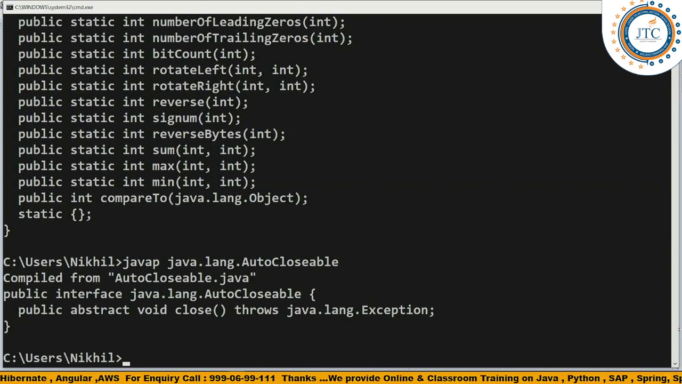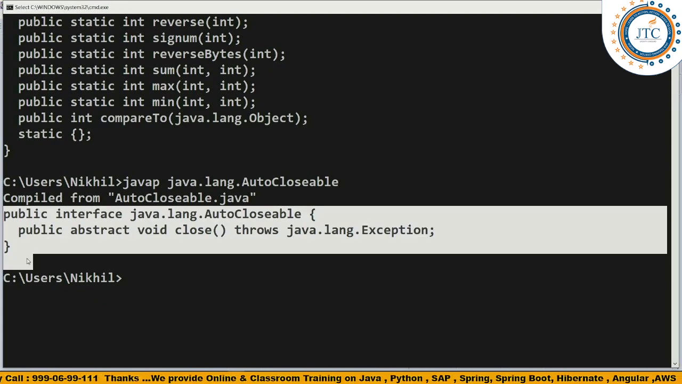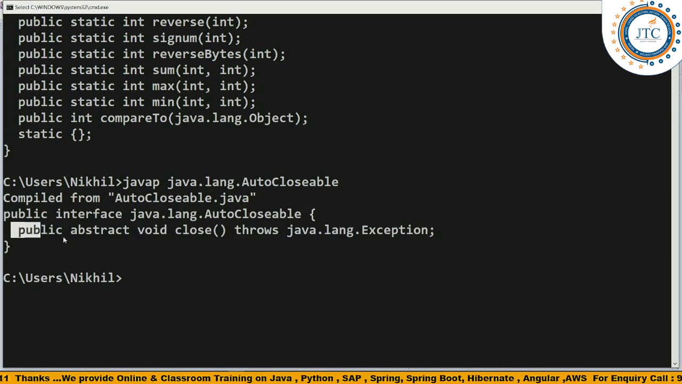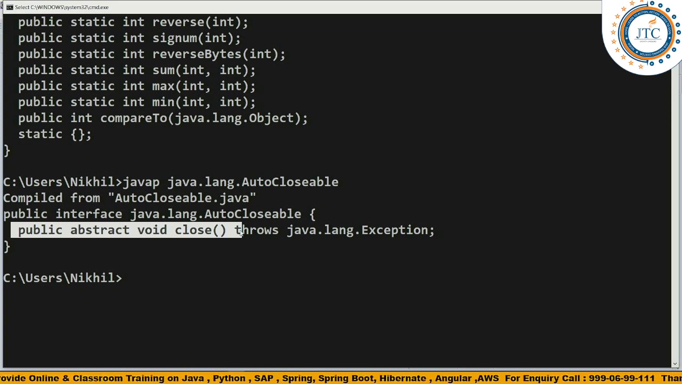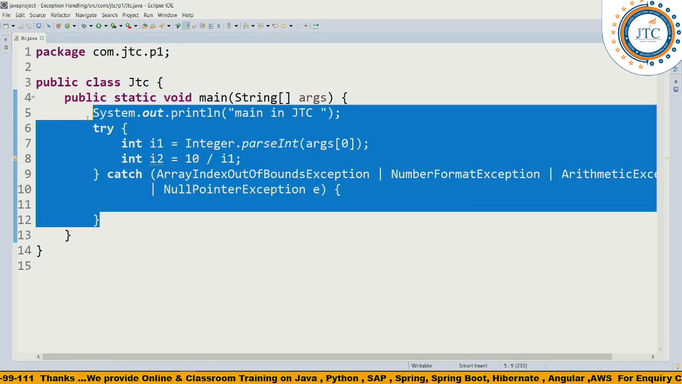What are we doing in this case? Now this is the AutoCloseable interface, in which the close method is there. This is one very important point about AutoCloseable, which was introduced in JDK 1.7. Let me explain to you what exactly the AutoCloseable interface is. Fine, so I'll do one thing here first.